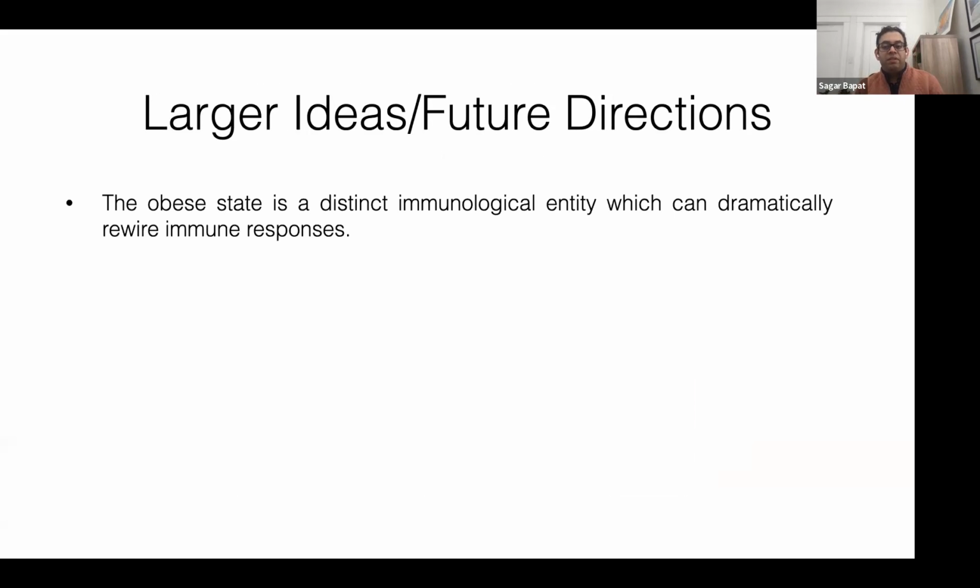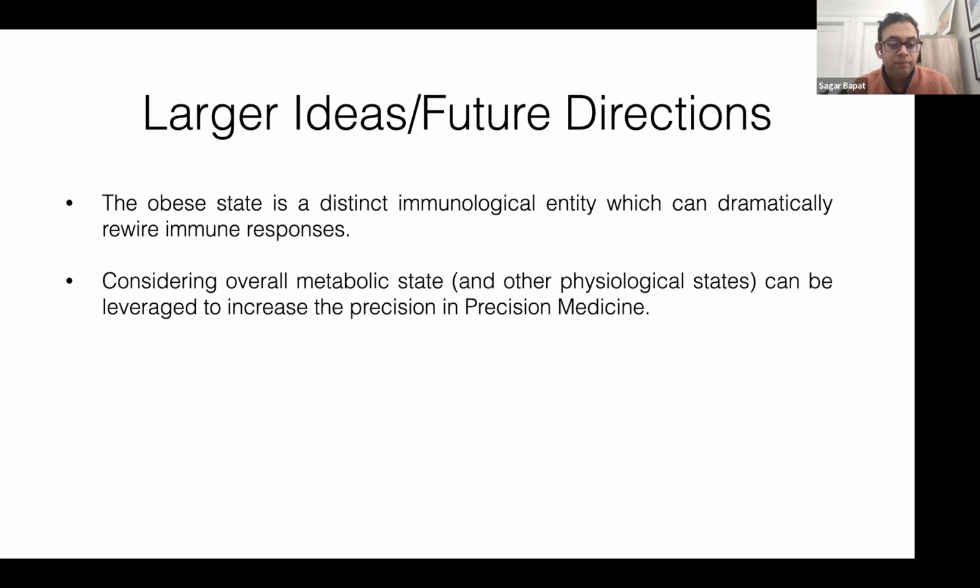So, larger ideas for future directions. The first idea that we're pushing, this is a theme of our small lab right now, is trying to demonstrate and identify the rules of how the obese state changes immune responses and how it could be working. So we're trying different types of immune challenges and looking more carefully at this particular model as well.